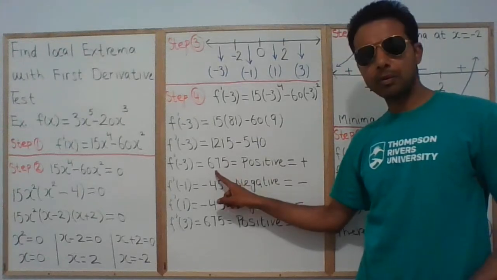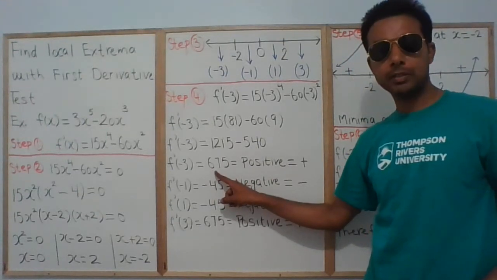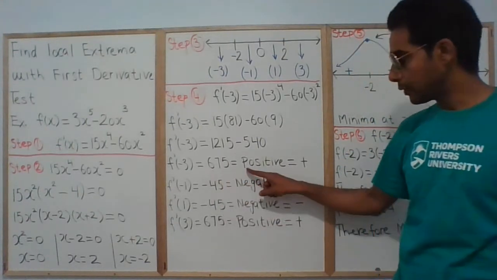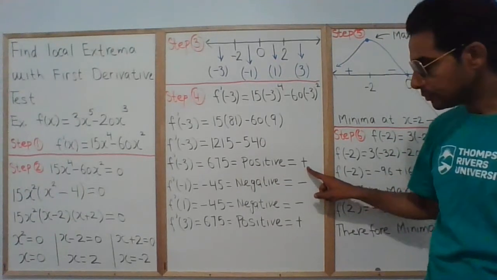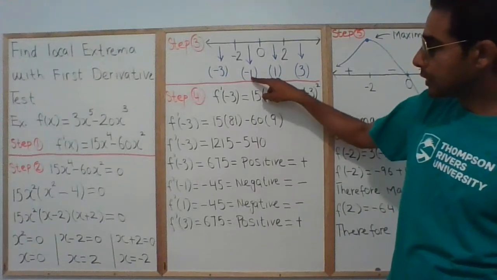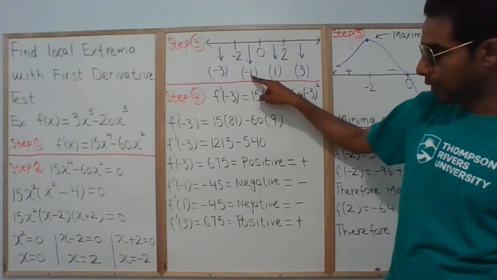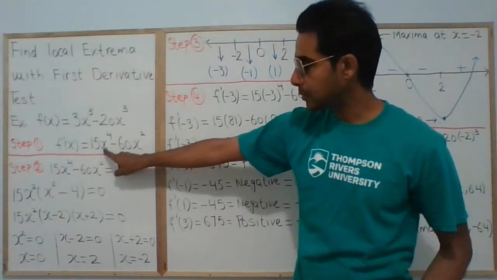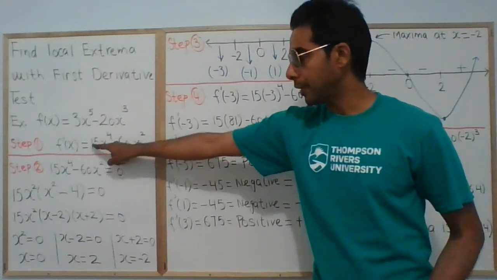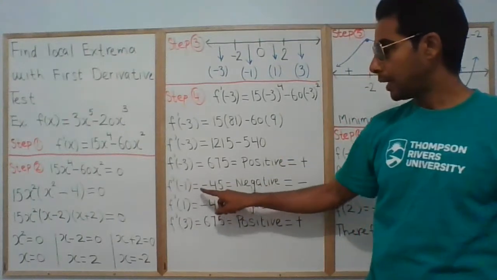The value does not matter, but the sign of this number does matter. So I wrote a positive sign. Now pick the next value for x, negative 1. So you go f dash of negative 1. Now replace x by negative 1 everywhere in this expression.